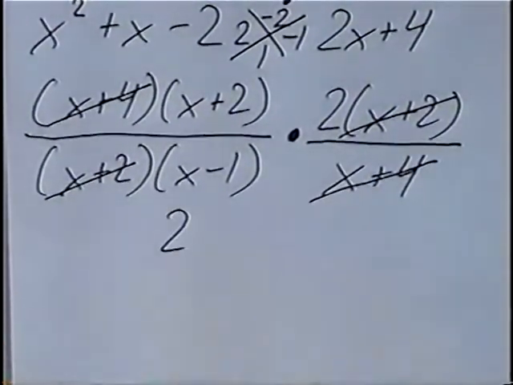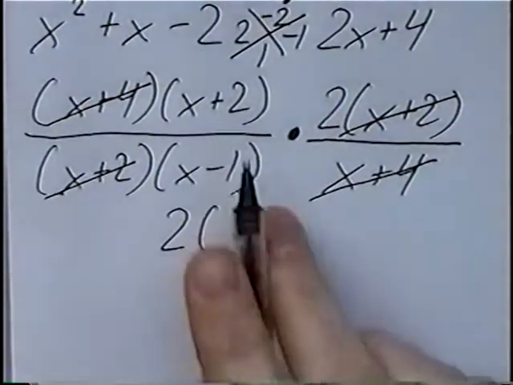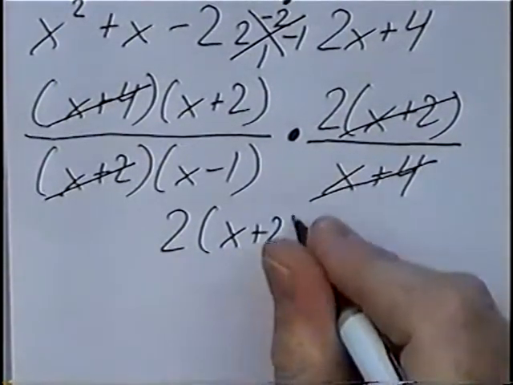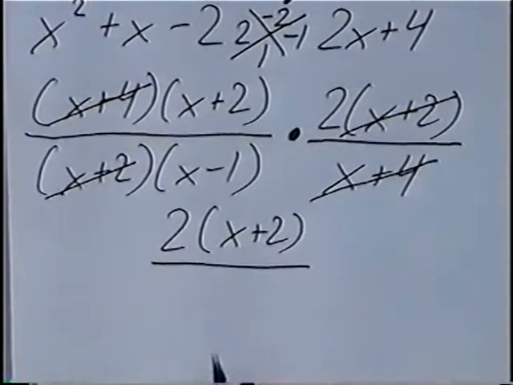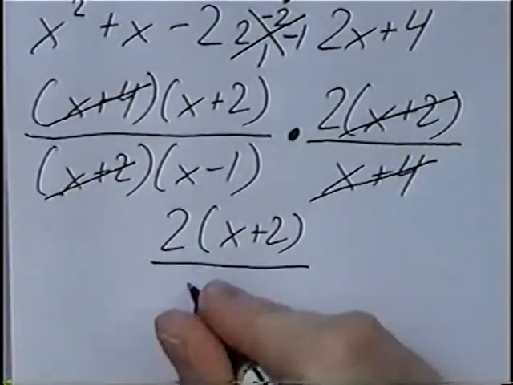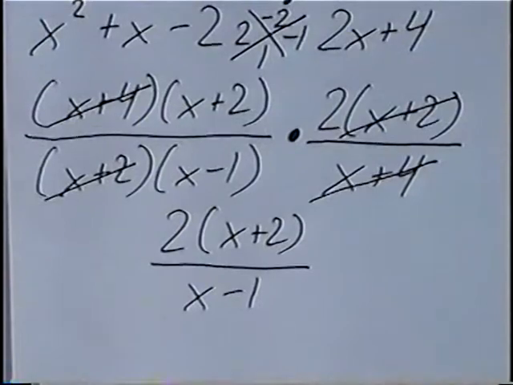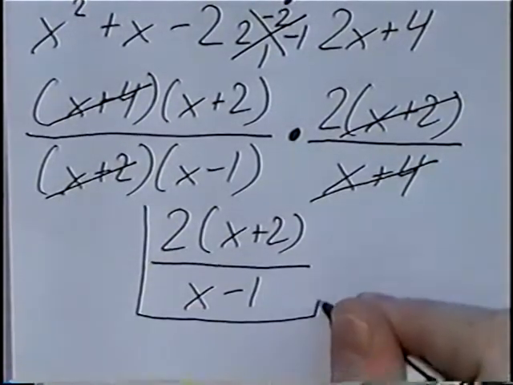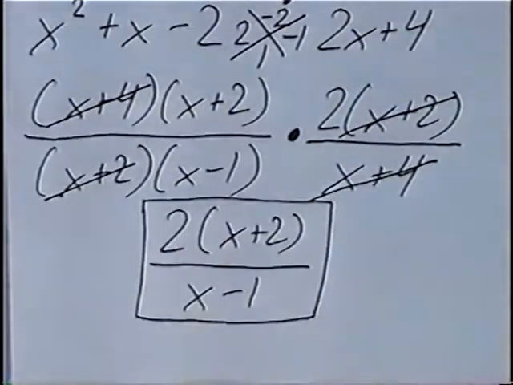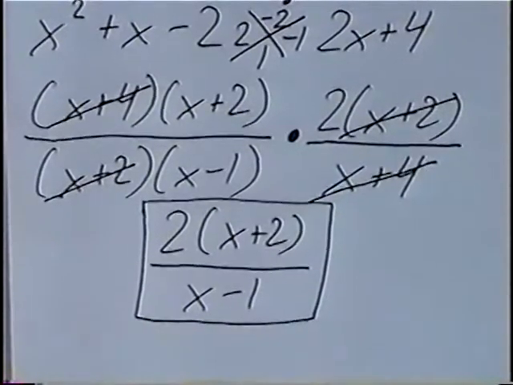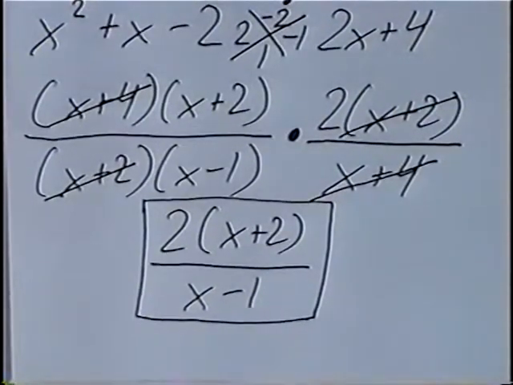The 2 coefficient can go in front. X plus 2 we can write after. Divided by x minus 1, which is on the bottom of the fraction or denominator. So our final answer, after reducing or cross-canceling, we'll have 2 times x plus 2 divided by x minus 1.